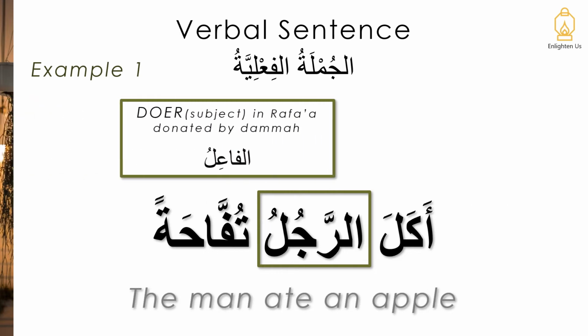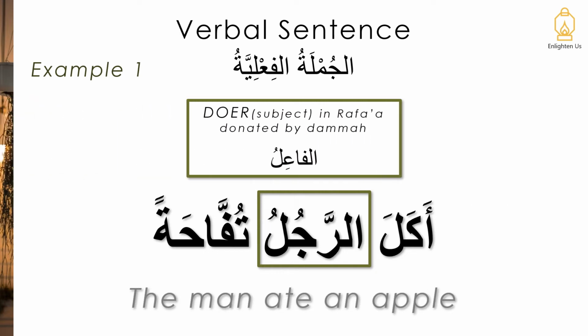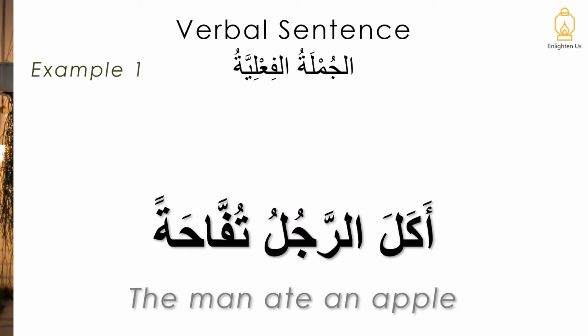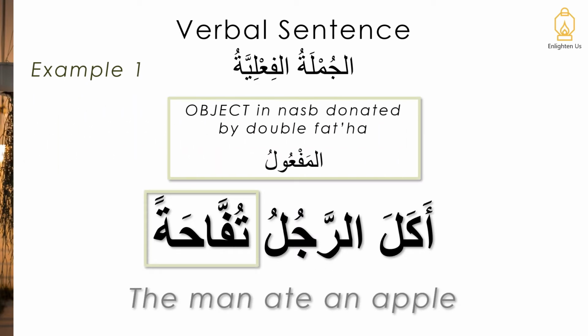الرجل. الرجل here is our doer. Now we can identify الرجل as the doer because it is in rafa, and we know that it's in rafa because of this dhamma here. This tells us that it's in rafa and it identifies الرجل as the doer. And tufaha or tufahatan, this is our object, and we know that it's our object because it's in nasab, and we can see that it's in nasab. We can see that it's our maf'ul by the fatha.